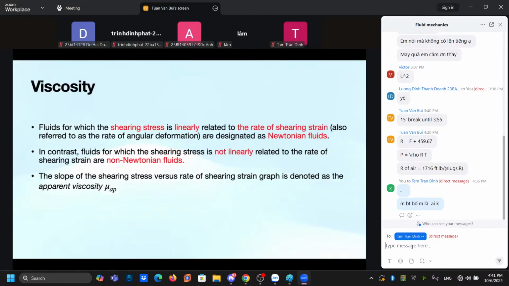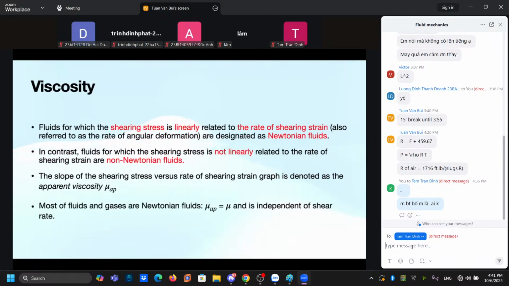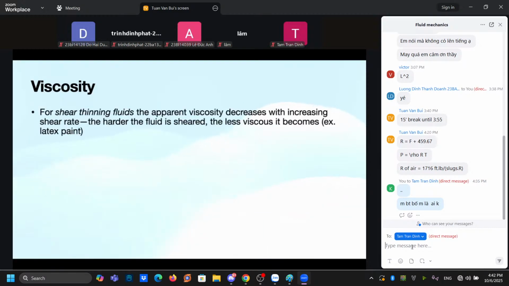The slope of the shearing stress versus rate of shearing strain graph is denoted as the apparent viscosity, mu AP. Most fluids and gases are Newtonian fluids, so we have apparent viscosity equal to dynamic viscosity, and it is independent of shear rate. Some non-Newtonian fluids are toothpaste, which you use every day to brush your teeth, or yogurt, or lava, etc.